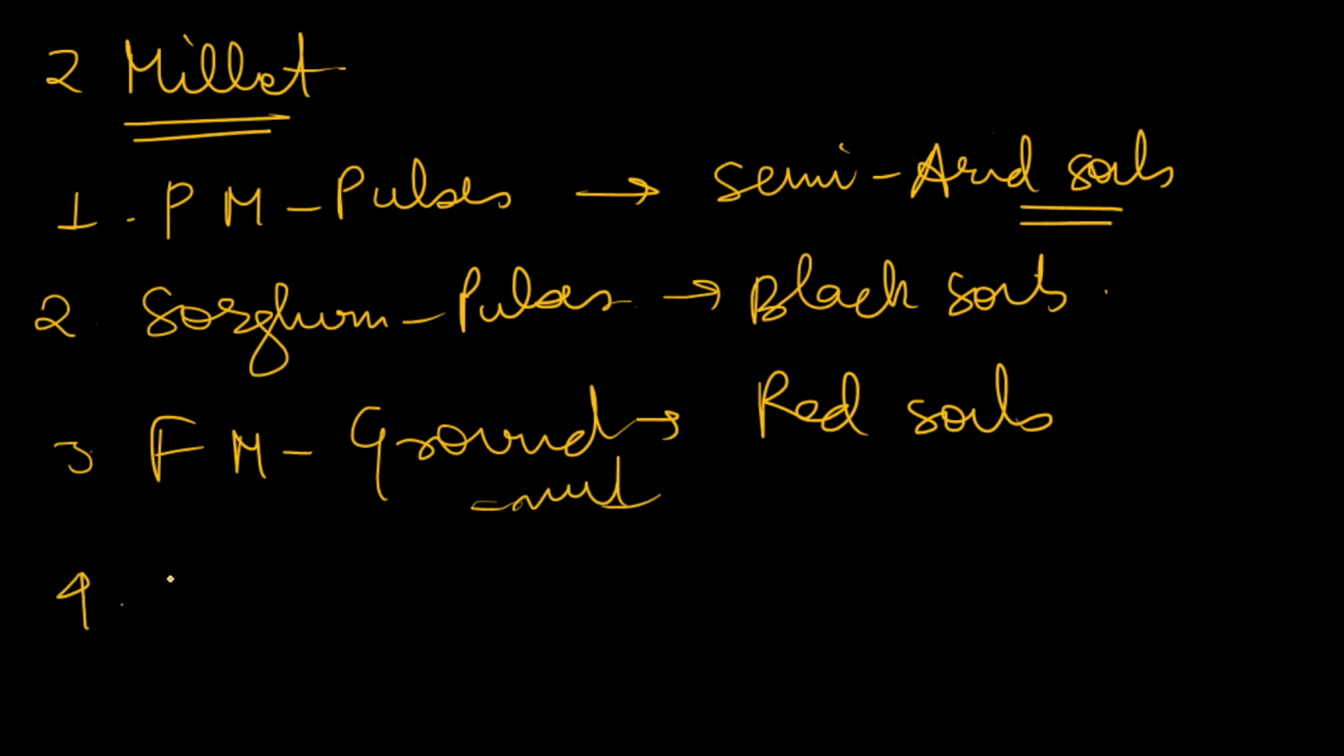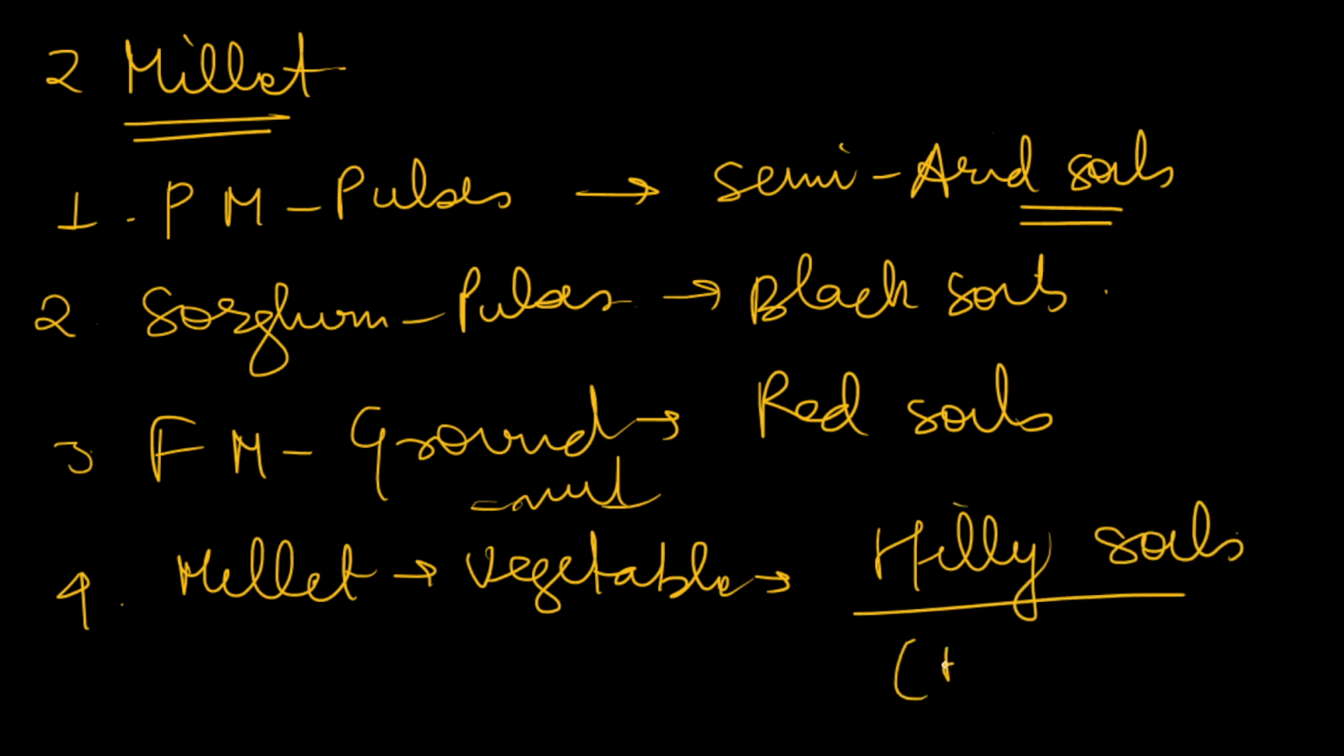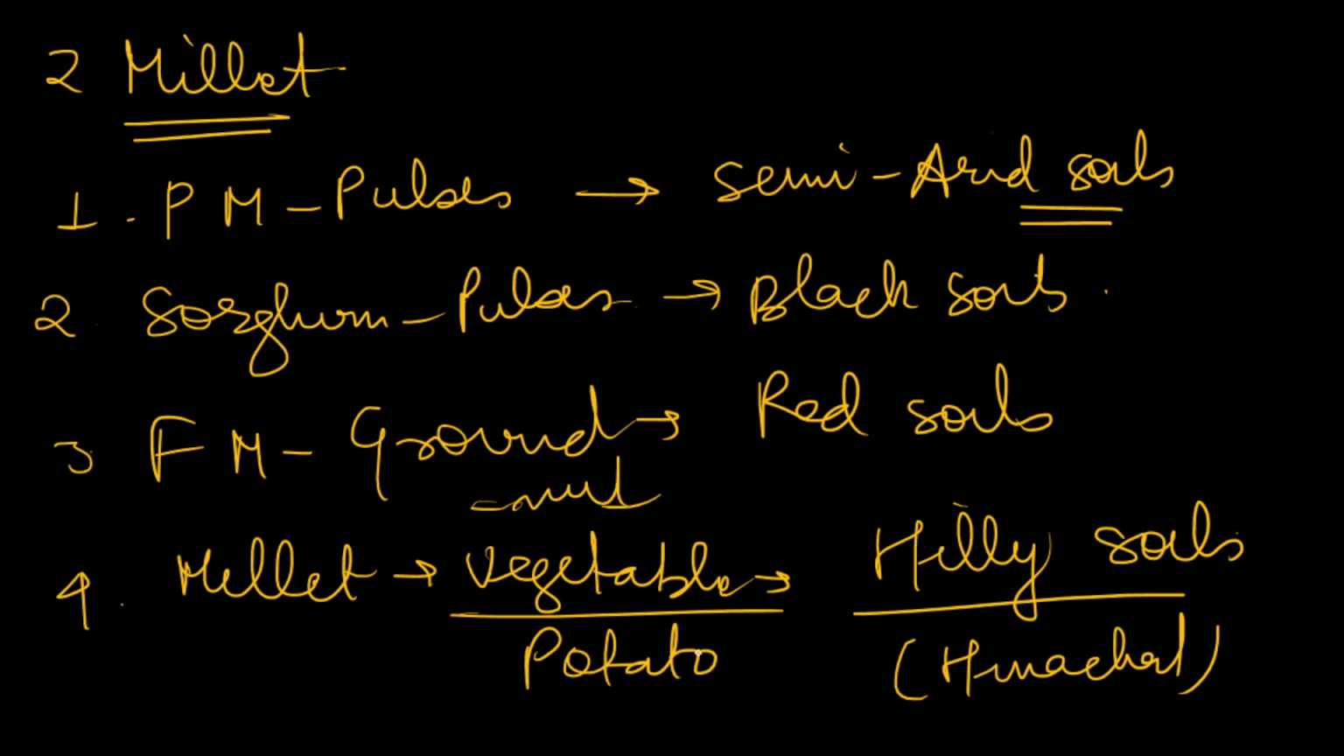Similarly, you can mention millets and vegetable based cropping system. And this type of cropping system can be seen in mountain soils, in hilly regions, in hilly soils, for example in Himachal. So in vegetables, you can give examples of vegetables such as potato, all these things. So this is how you can approach.